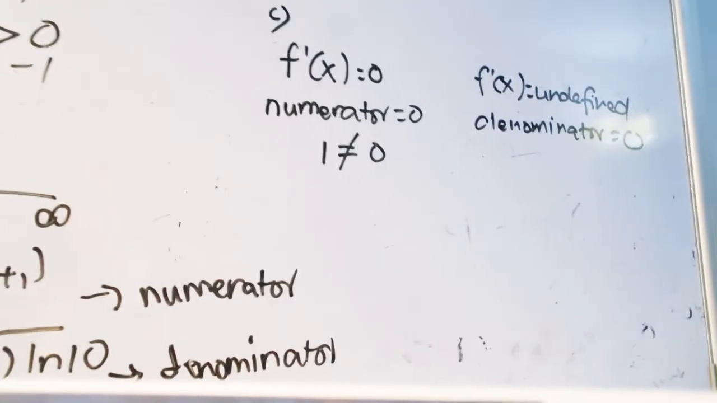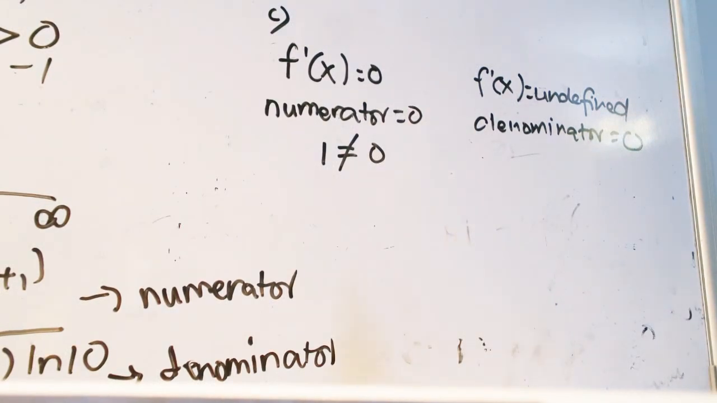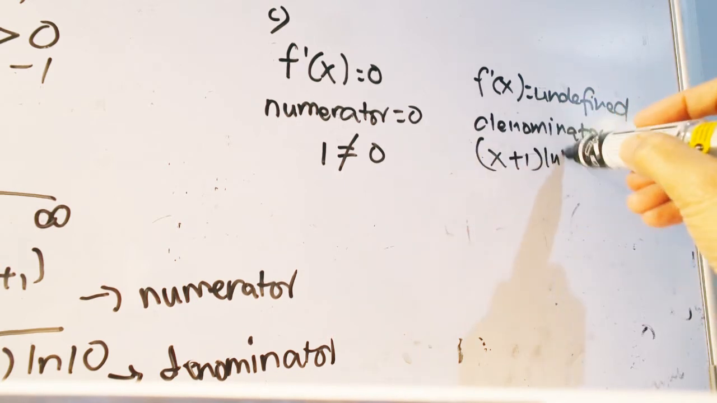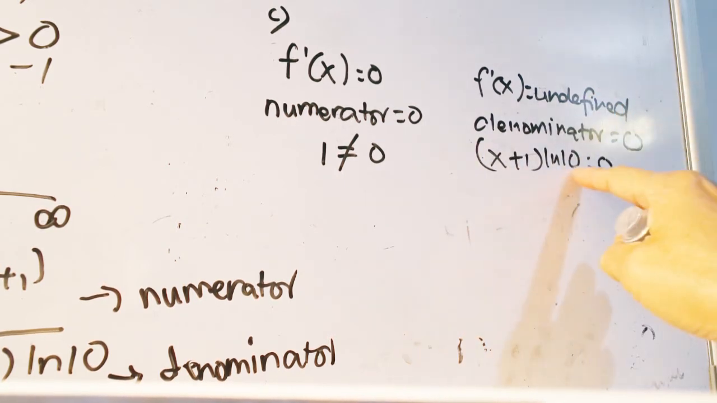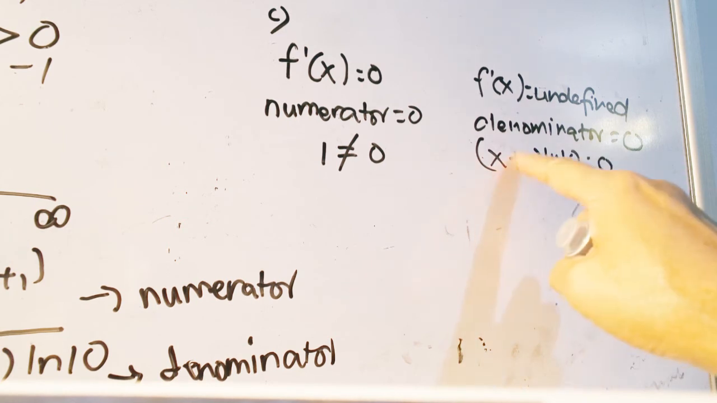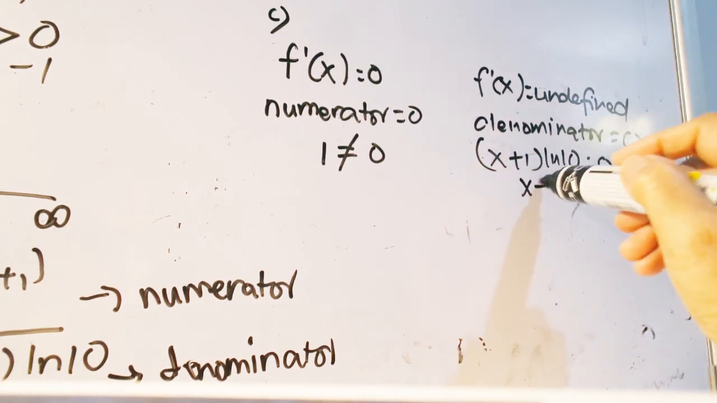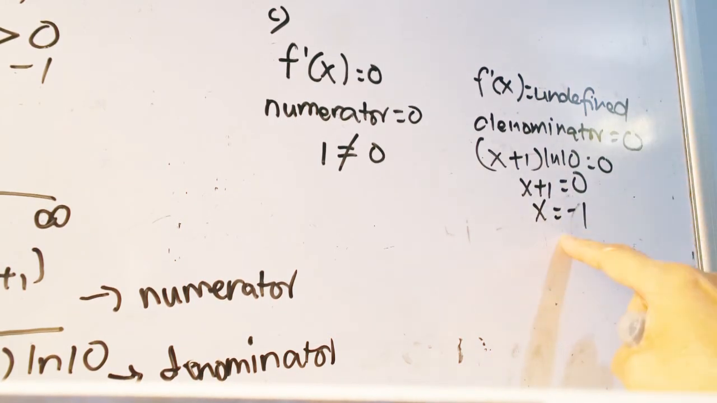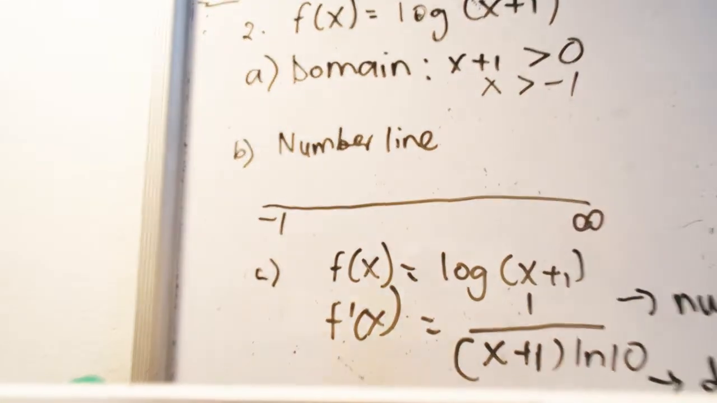And then we go on to the next one, the denominator. So this function has a denominator. It is x plus 1 times ln 10 equals 0. You can ignore the ln 10 because ln 10 is a constant. It will make this whole thing 0 when the bracket here is 0. So we have x plus 1 equals 0, and that means x equals minus 1. Okay. So what do you do next? You bring the minus 1 to the number line. When you put the minus 1 in the number line, it overlaps with the minus 1 that you have here.